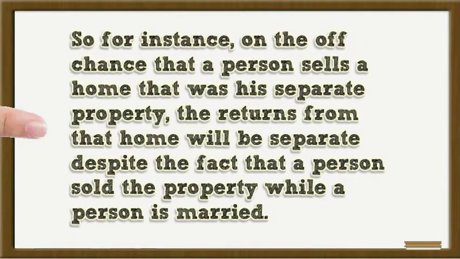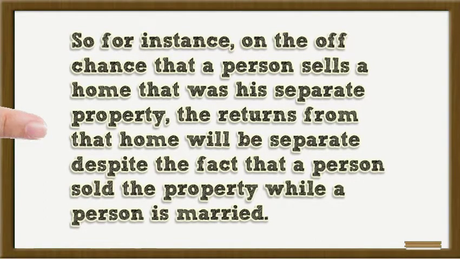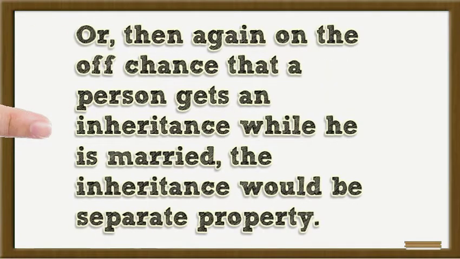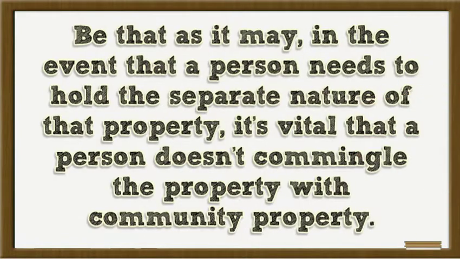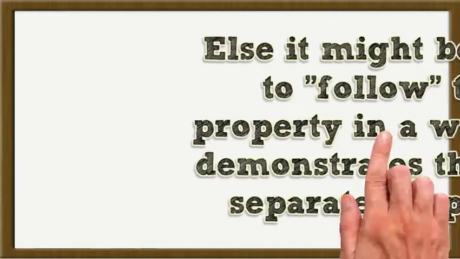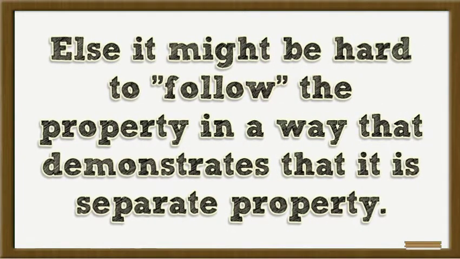So for instance, on the off chance that a person sells a home that was his separate property, the returns from that home will be separate even though a person sold the property while a person is married. Or, then again, on the off chance that a person gets an inheritance while he is married, the inheritance would be separate property. Be that as it may, in the event that a person needs to hold the separate nature of that property, it's vital that a person doesn't commingle the property with community property. Else it might be hard to follow the property in a way that demonstrates that it is separate property.